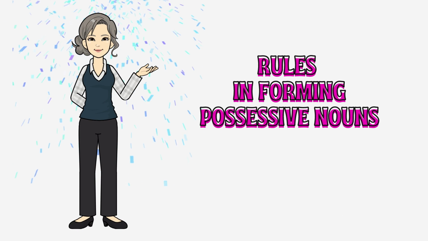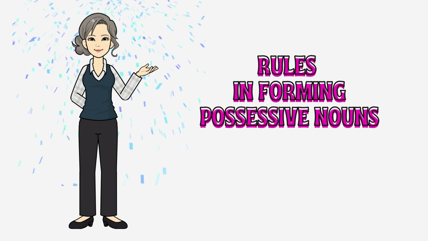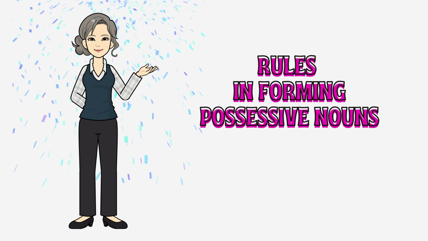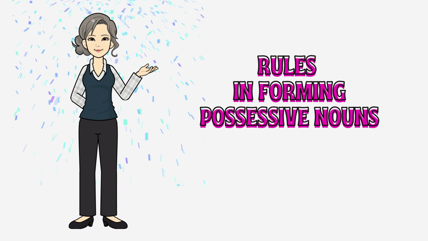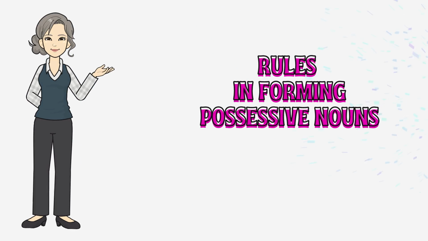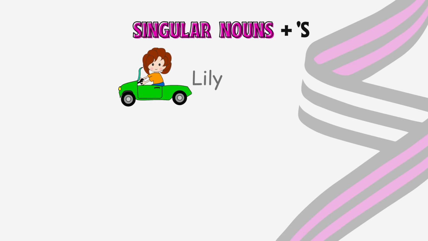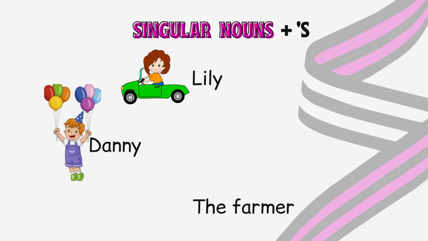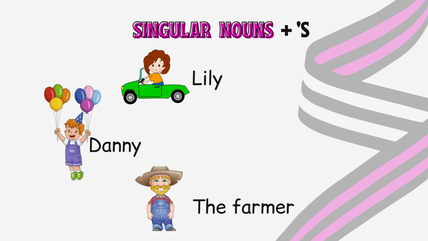There are a few rules we must consider in forming the possessive nouns. Let us see what are they. The first rule is for singular nouns. Let us see where can we place the apostrophe for singular noun. Remember, apostrophe must be after the noun.